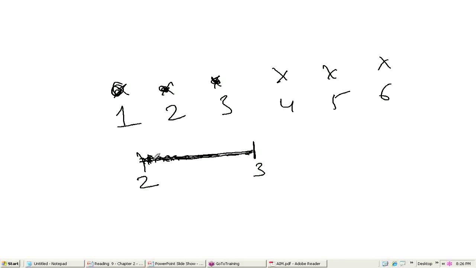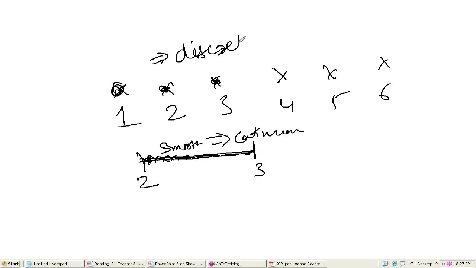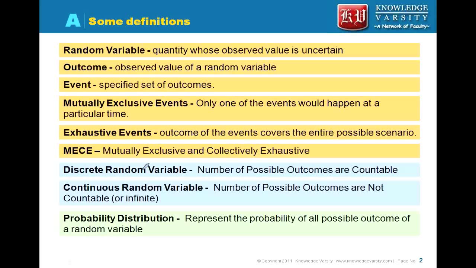So what we say is this is smooth, or continuous. Here it is not smooth, it is discrete. So for discrete, the number of possible outcomes is countable. For a continuous random variable, the number of possible outcomes is not countable, or infinite. Okay, now we have said this. These are the discrete random variables.